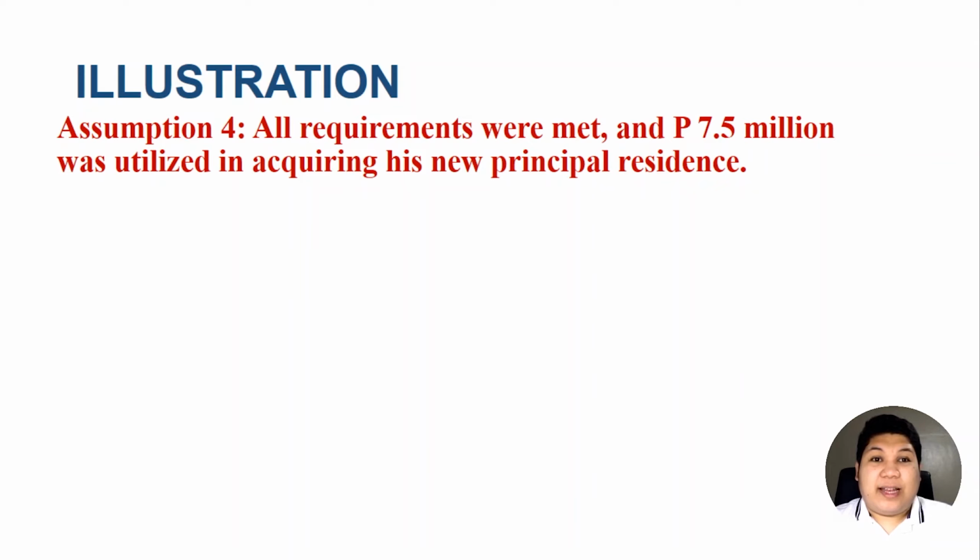Okay? Last assumption. All requirements were met and 7.5 million was utilized in acquiring his new principal residence. So take note that the proceeds is only 5 million. And in this assumption, all requirements were met. Meaning to say, he is exempted from the capital gains tax. But instead of using 5 million pesos alone, he used 7.5 million. Therefore, Napoleon adds another 2.5 million to acquire the new principal residence.